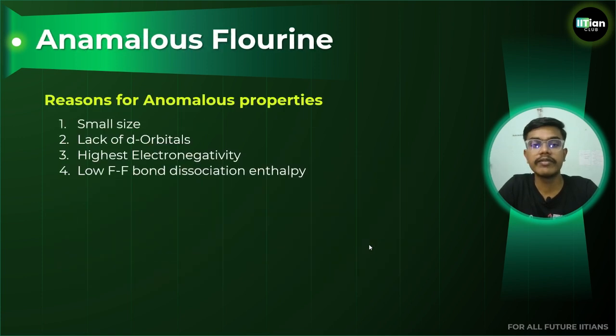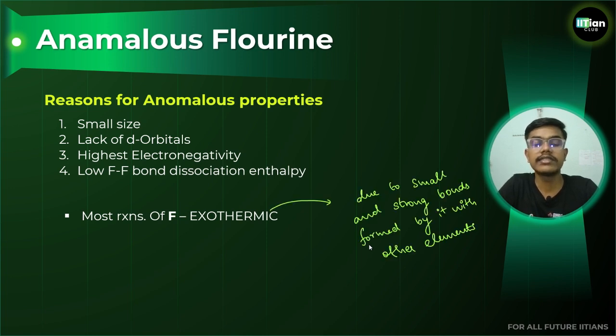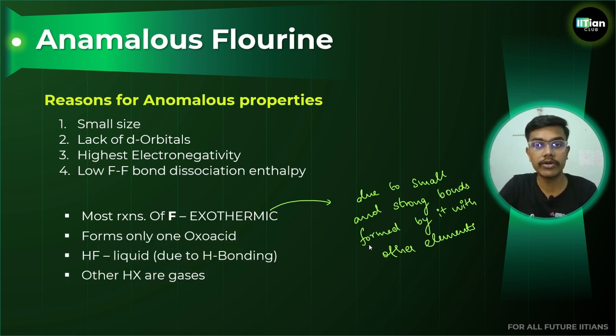Fluorine shows anomalous behavior because of these reasons. Most of the reactions of fluorine are exothermic in nature, meaning that it releases heat, and this is because of the small and strong bonds formed by fluorine with the other elements. When it is forming strong bonds, it releases more energy, hence it is exothermic. And fluorine forms only one oxoacid, and hydrogen fluoride is a liquid because of the intensive hydrogen bonding, but all other hydrogen halides are gases.